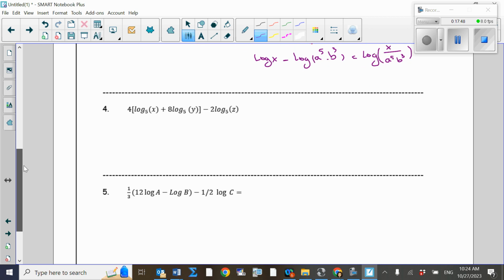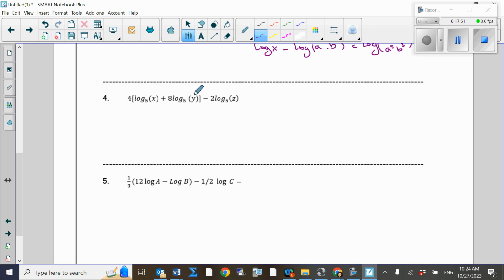Okay, let's do the next one. Again, look for the coefficients first. So the 8 here is a coefficient moves to the power, and the 2 also here. But I'm not going to do the 4 yet, because this 4 is behind the 2 logs. It's not behind only one log. So I'm going to keep this here for now. Write 4 bracket log of x base 5 plus log of y to the power of 8 base 5 minus log of z to the power of 2 base 5.